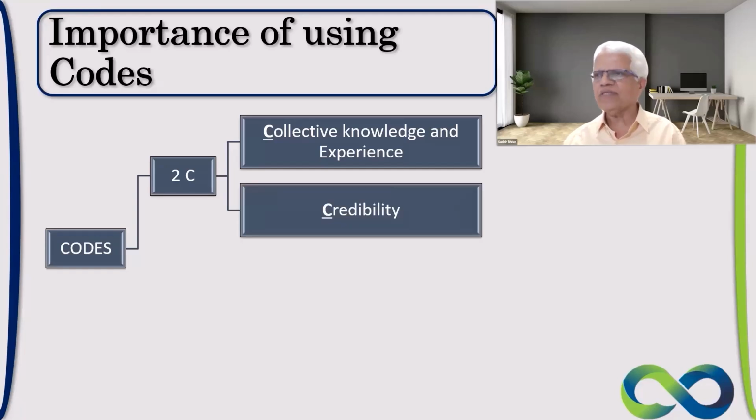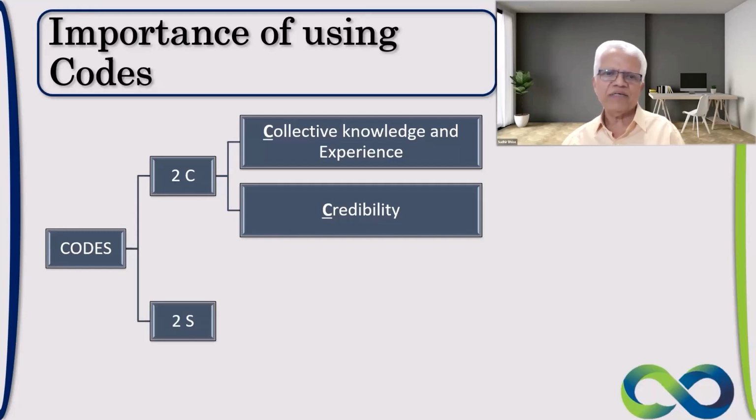And the second C stands for credibility. So we have to have credible data. All the people who have worked for a long time in the industry have a good amount of experience. They have collected that experience, formed a committee, and shared their entire knowledge in that committee for the benefit of all the people who are going to work further down in the industry. So the two C's stand for collective knowledge and experience, and the second one is credibility.